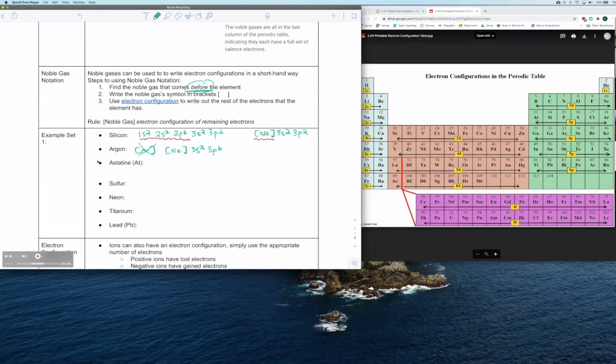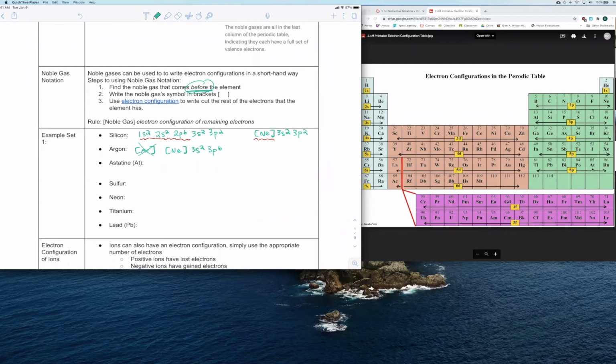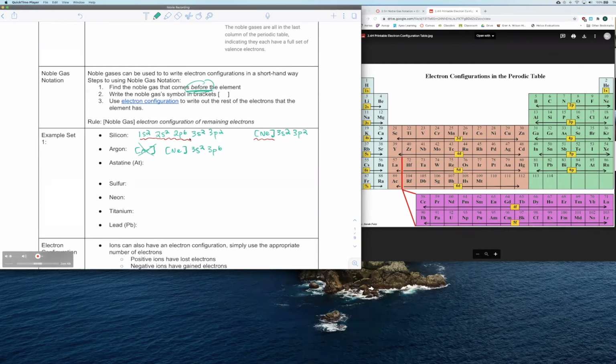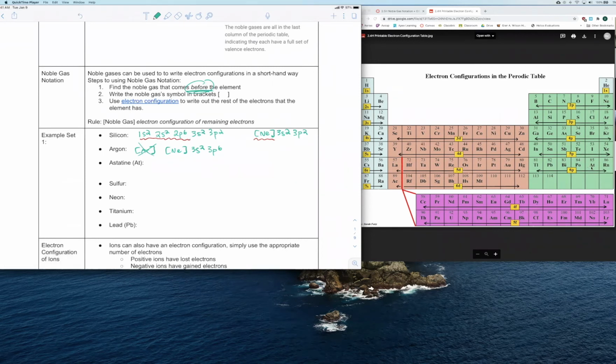Okay, so let's try astatine, which is atomic number 85. For the earlier ones, writing out the full electron configuration isn't too bad. But for astatine, imagine you had to write out the entire electron configuration starting from the beginning all the way to 85. That would take forever. So that's where noble gas configurations become really useful. Again, choose the noble gas that comes before your element. That would be xenon in this case, so I would write bracket Xe.